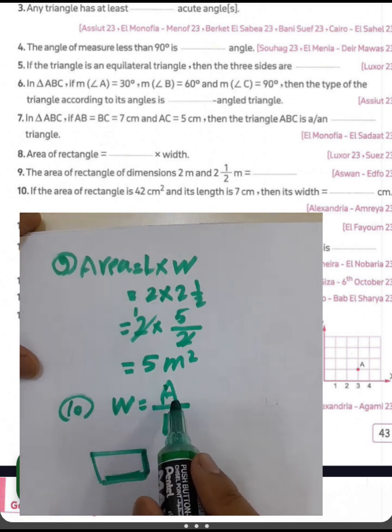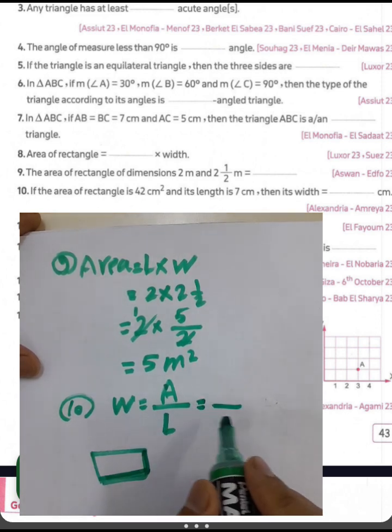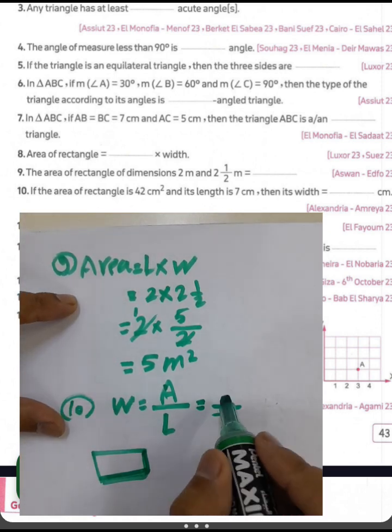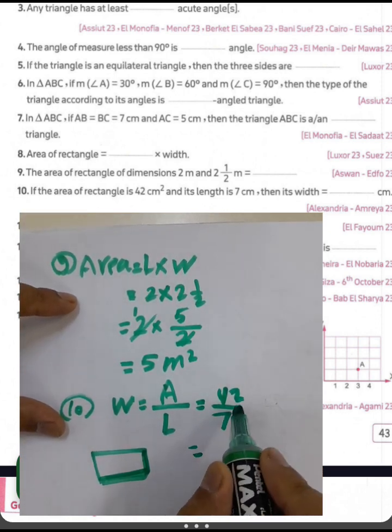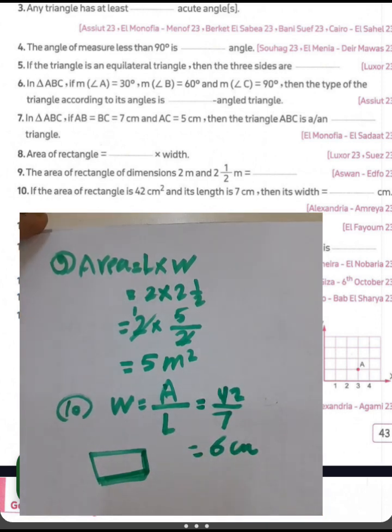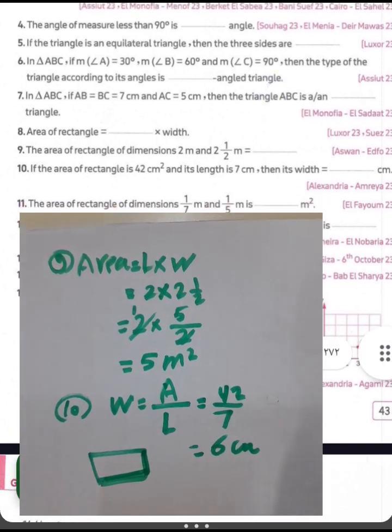area divided by length. He gives us in the example length was 7 centimeters and area was 42 square centimeters, and then you can write 42 divided by 7 equals 6 centimeters. It's the width. Then the width will be 6 centimeters. Question number 11.